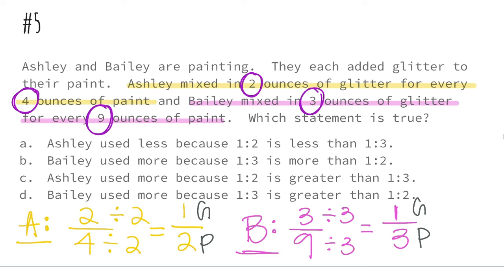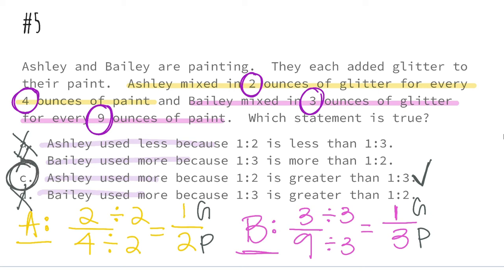So knowing that, let's look. The first one says Ashley uses less glitter. No, we just said Ashley used more, so that's out. This says Bailey used more glitter. No, because we said Ashley used more. This one says Ashley used more. Yes. And then this one says Bailey used more. No, Ashley used more. So just by knowing Ashley used more, we're here.